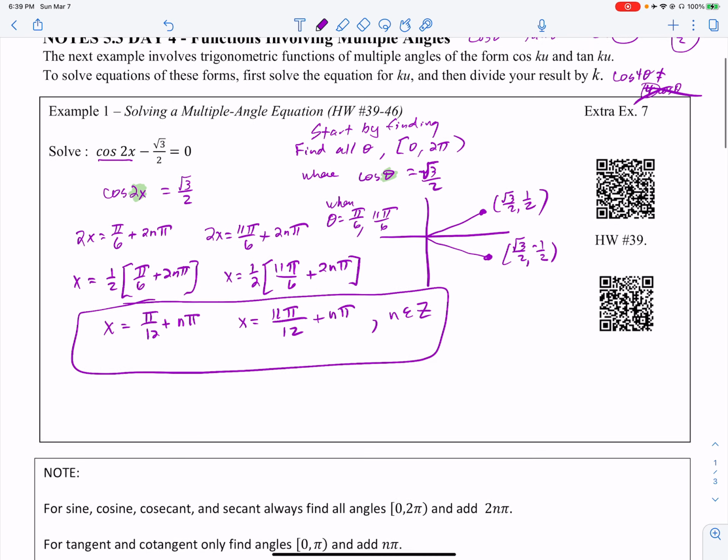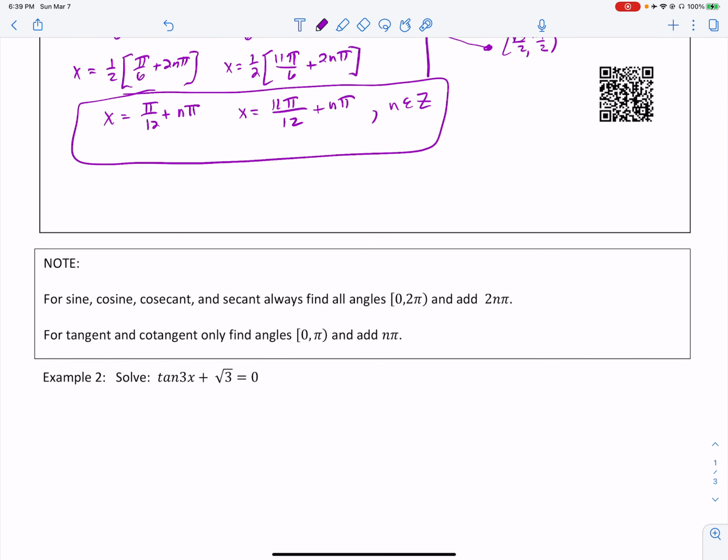Let's try it again. But as we move on, notice this note: sine, cosine, cosecant, secant, always find all angles 0 to 2 pi and add 2n pi, and then multiply or divide by the numbers so you can solve for x. That's because their periods are 2 pi. And so every time you go a full rotation around, you will be at a coterminal angle and you will have the same value. However, when you have tangent and cotangent, you only need to find angles 0 to pi because their period is pi, and then add n pi.